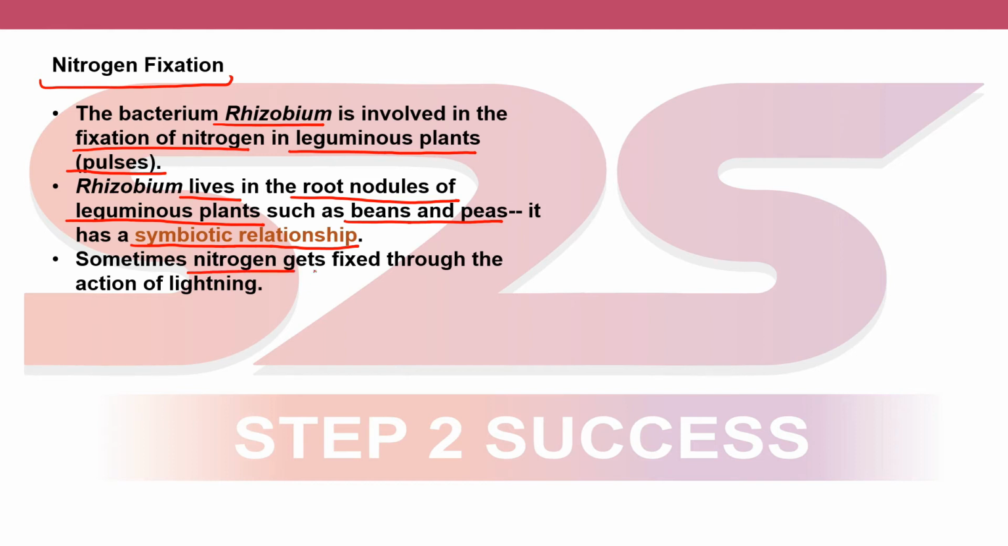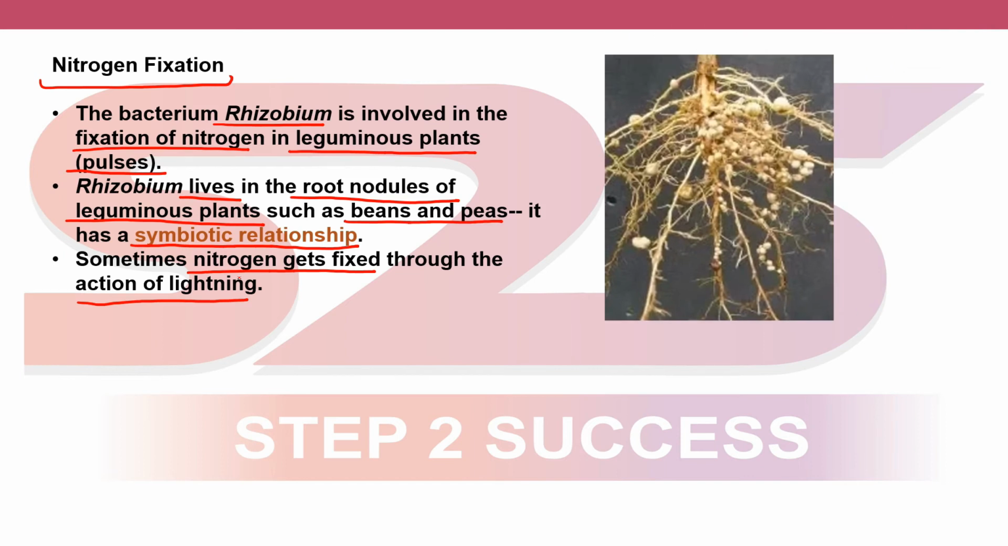Sometimes nitrogen gets fixed through the action of lightning also. So basically the bacteria Rhizobium is involved in the fixation of nitrogen in the leguminous plants. It lives in a symbiotic relationship with them. Sometimes the nitrogen is also fixed with the help of lightning.